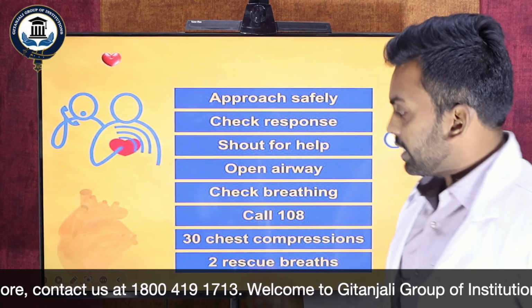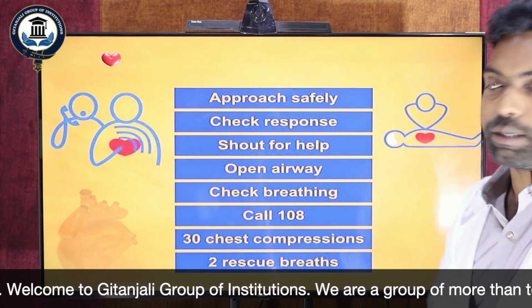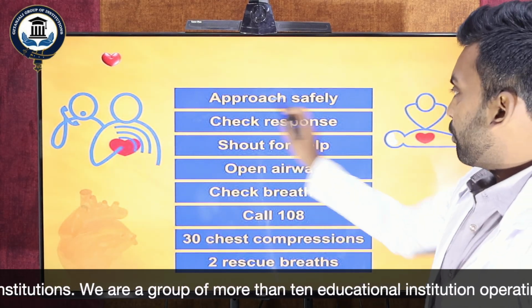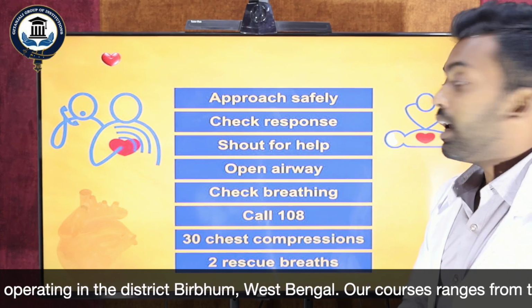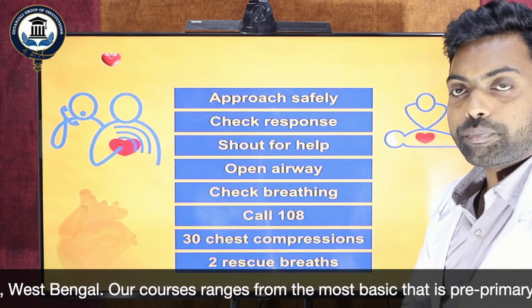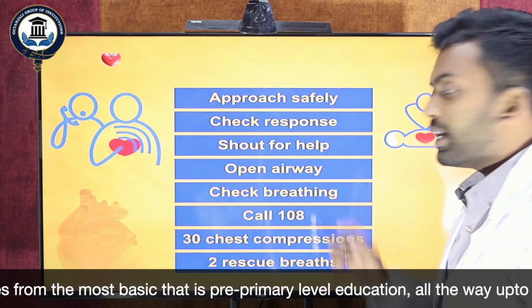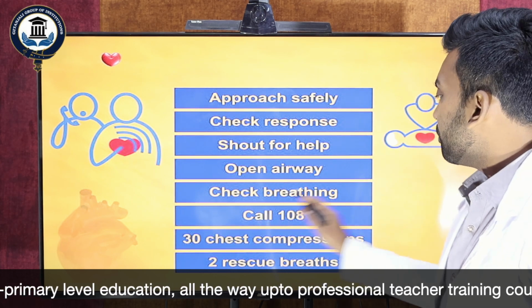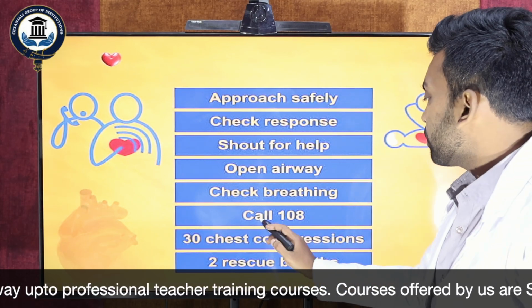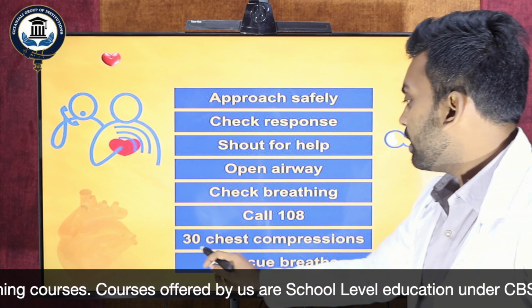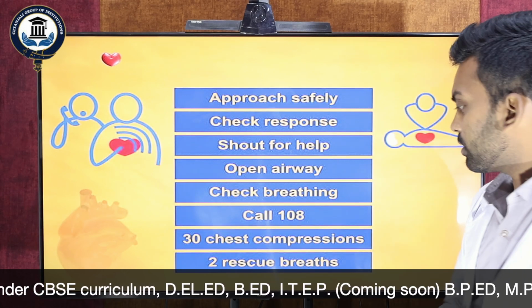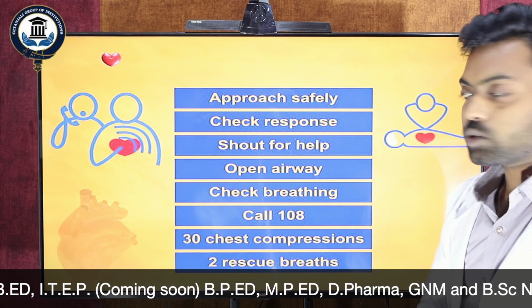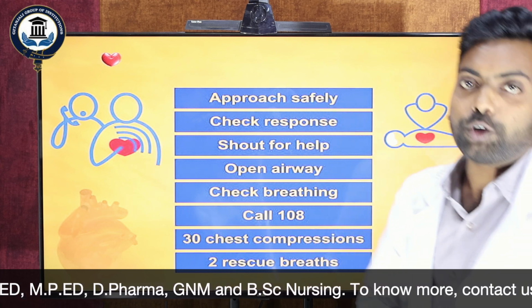So these are the actual steps of CPR. The first one is approach the safety. The second one is check the response. Next, shout for help. Next is open the airway. Next is check the breathing. Next is call for help. And next is the compressions: 30 chest compressions and 2 breaths. Each and every step I am going to explain right now.